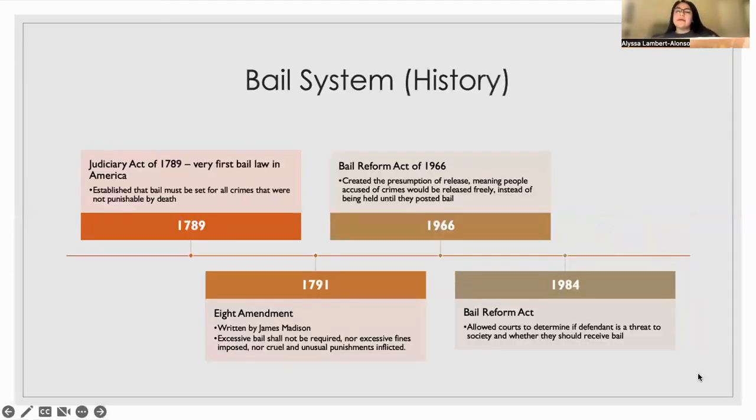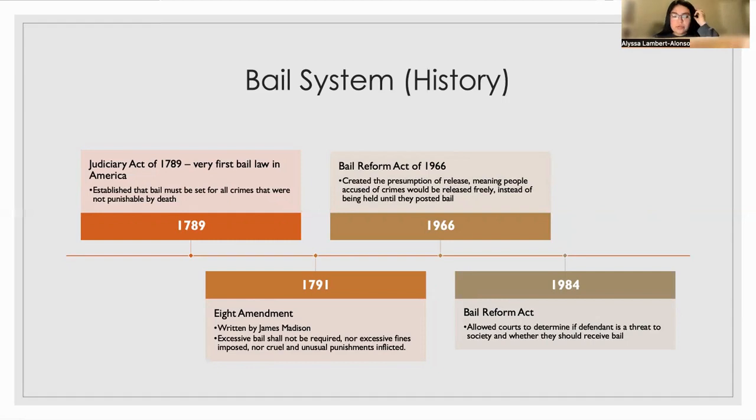And then the next topic, I'm going to go a little bit into the history of the bail system before I get into actually explaining what it is. So in 1789, the Judiciary Act of 1789 was the very first bail law set in America. It established that bail must be set for all crimes that were not punishable by death. Before this law was officially passed, however, there was no legal stance and it was not official by the government.